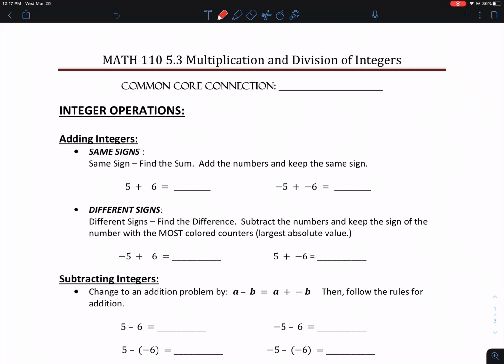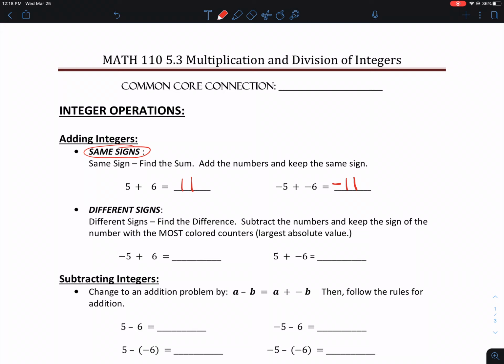So if you notice, if we're adding integers that have the same sign, so they're either both positive or both negative, all we really do is just add the numbers like normal, and we keep that sign. So in this case, positive 5 plus positive 6 would give us positive 11 as our answer. And then same thing, negative 5 plus negative 6, they both have negative signs, so I just add them like normal, and then attach the negative to my answer.